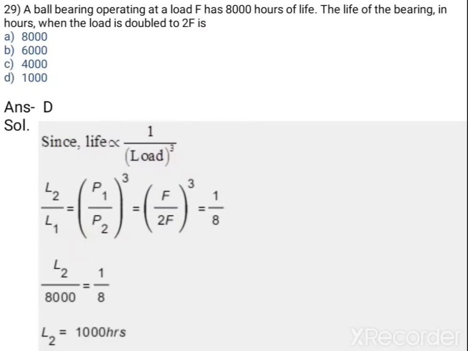So P2 will become 2F. So F and F will get cancelled. You will get 1 by 2 cube, that is nothing but 1 by 8. And the value of our initial life is 8000 hours, and we have to calculate L2. So L2 is nothing but, you will get the answer as 1000 hours, and option D is right for that.